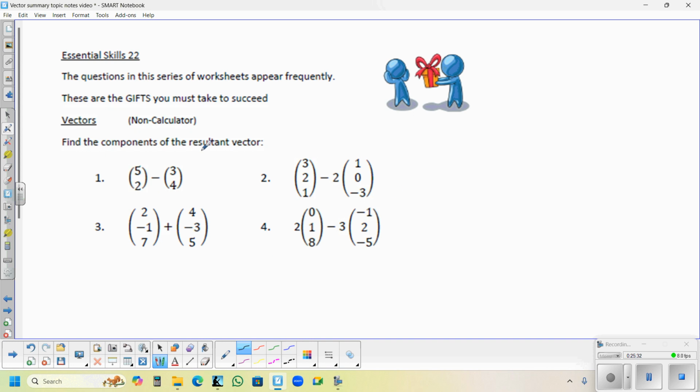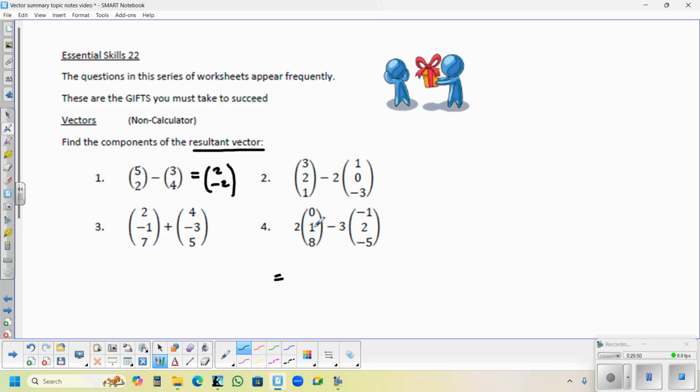It's just working out components. The important thing is if you're asked a resultant vector, it just means you add or subtract. So that one there is dead easy. 5 take away 3 is 2, and 2 take away 4 is -2. So they're simple, they're in 2 dimensions. We'll do this one down here that's in 3 dimensions.